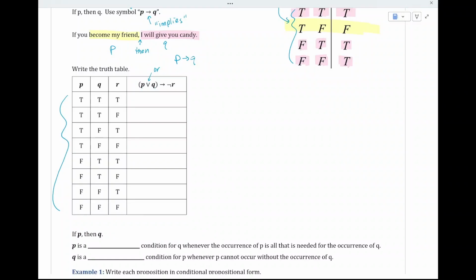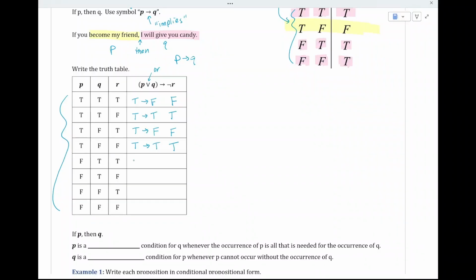Let's see, P or Q. If P and Q are both true, then this is true. True implies not R, which would be false. So this is false. Next up, P or Q, true or true is true, implies not false, which is true. True implies true, that's true. P or Q, true or false is true, implies the opposite of true, which is false. This again is false. True or false is true, implies, let's see, the opposite of false is true. That one's true.